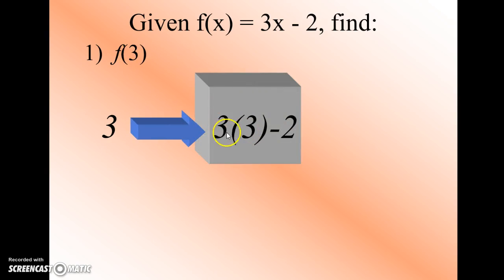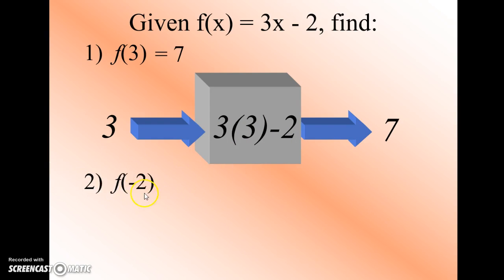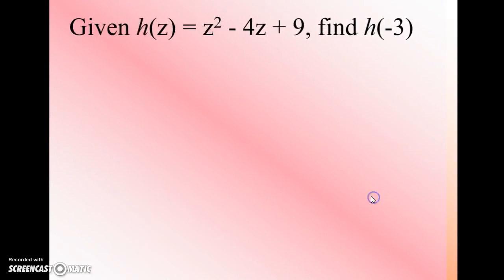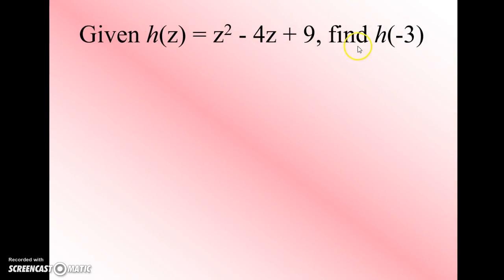So guess what? Where the x is, you put a 3. 3 times 3 is 9 minus 2. Bam, your answer is 7. What about if I put in negative 2 as x? Well, let's just do that. 3 times negative 2 is negative 6, minus 2 is negative 8.